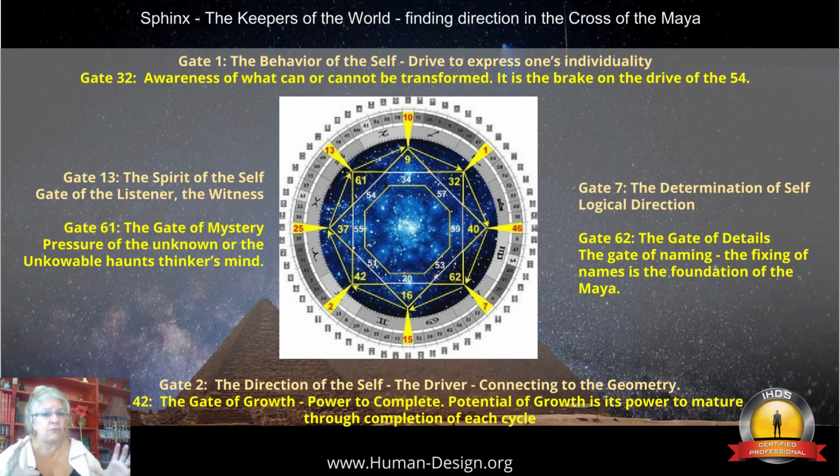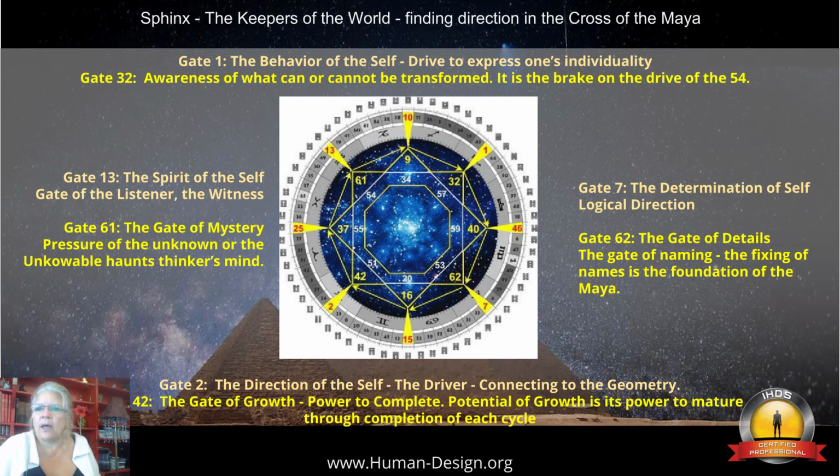They have the gates of, for example, the Sphinx, but they do not have the gates of what is in the cycle now, which is this cross of Maya. Gate 61, the gate of mystery. Pressure of the unknown or the unknowable haunts the thinker's mind. So they don't have that complementary energy that's connected there because that energy isn't in those gates anymore. Gate 13 isn't there anymore. It's there in terms of it's in the G center, but the influence that's coming in is through the gates of the Maya. So let's just look at those shortly.